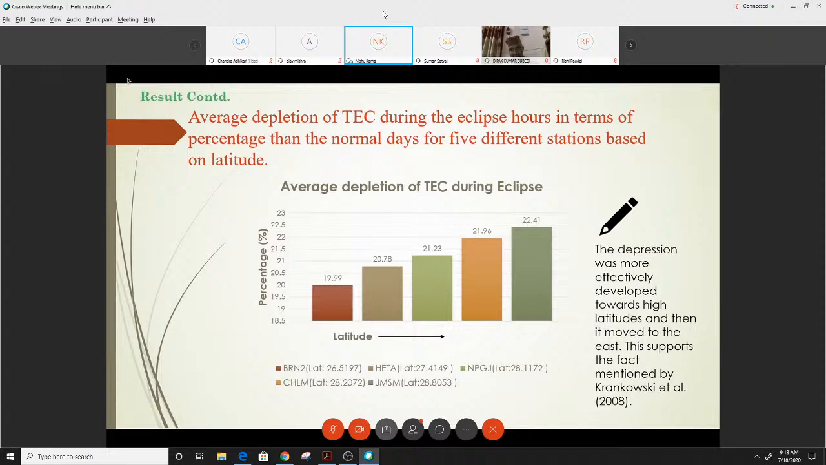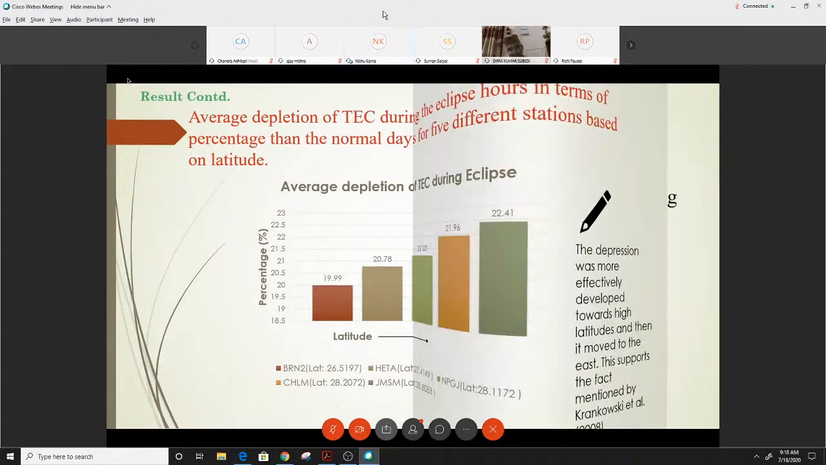Whereas the station Biratnagar was found to have a minimum percentage of VTEC difference during the eclipse hour. This supports the fact mentioned by Kronkowski that the depression was more effectively developed towards the high latitude and then it moved towards the east.